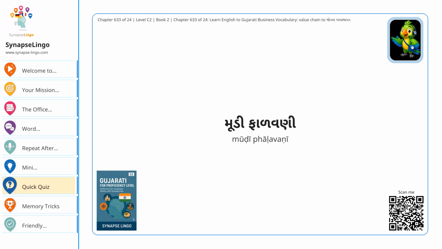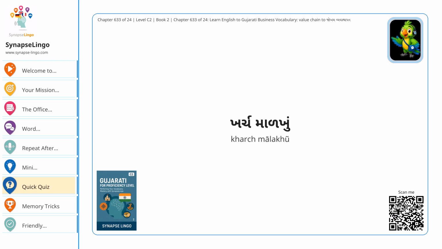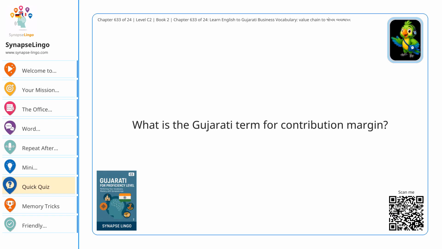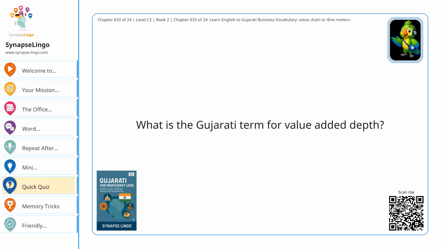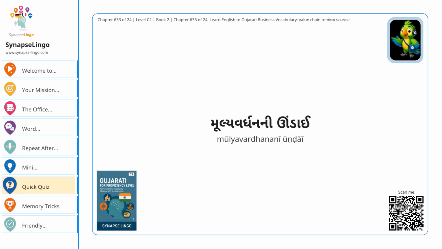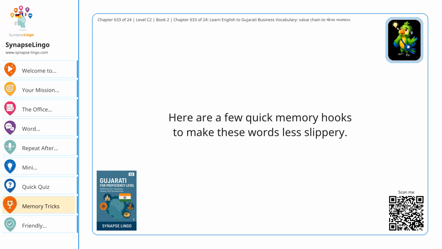What is the Gujarati term for capital allocation? મૂડી ફાળવણી. What is the Gujarati term for cost structure? ખર્ચ માળખું. What is the Gujarati term for contribution margin? ફાળો માર્જિન. What is the Gujarati term for value added depth? મૂલ્યવર્ધનની ઊંડાઈ. Memory tricks. Here are a few quick memory hooks to make these words less slippery.